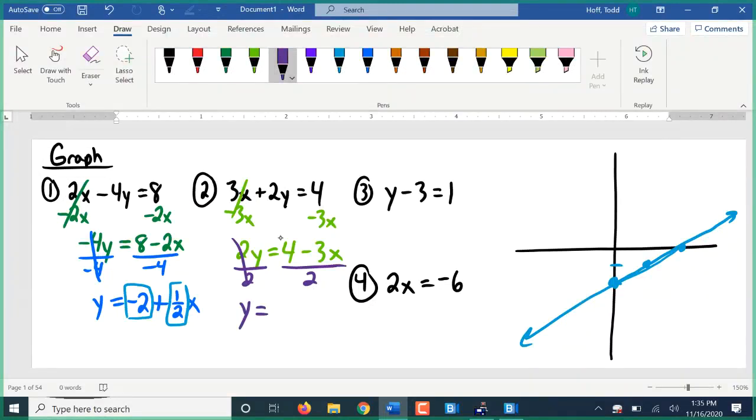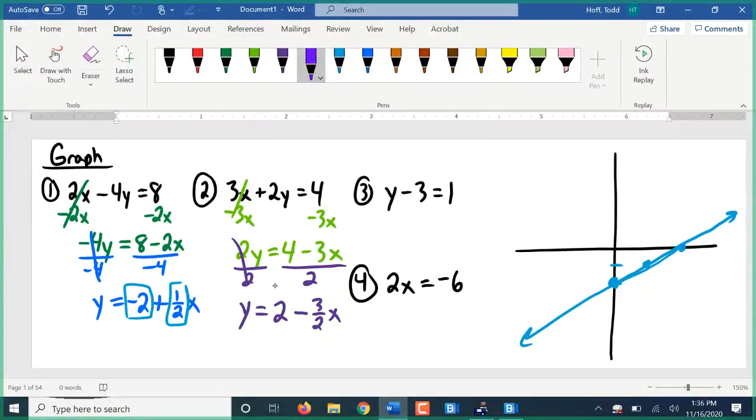On the right side, 4 divided by 2 is a positive 2. Negative 3x divided by 2. Well, negative divided by positive is a negative. 3 divided by 2 is just going to be left as that, 3 over 2. And then the x goes on there.